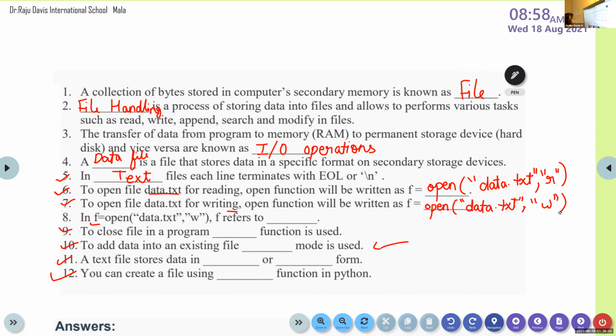Now, 8-1, I would like to call Krishna, please try. 8-1, F stands for what? File. Excellent. It is file object. Right? So here F stands for file object, or we can also say it as file handle.